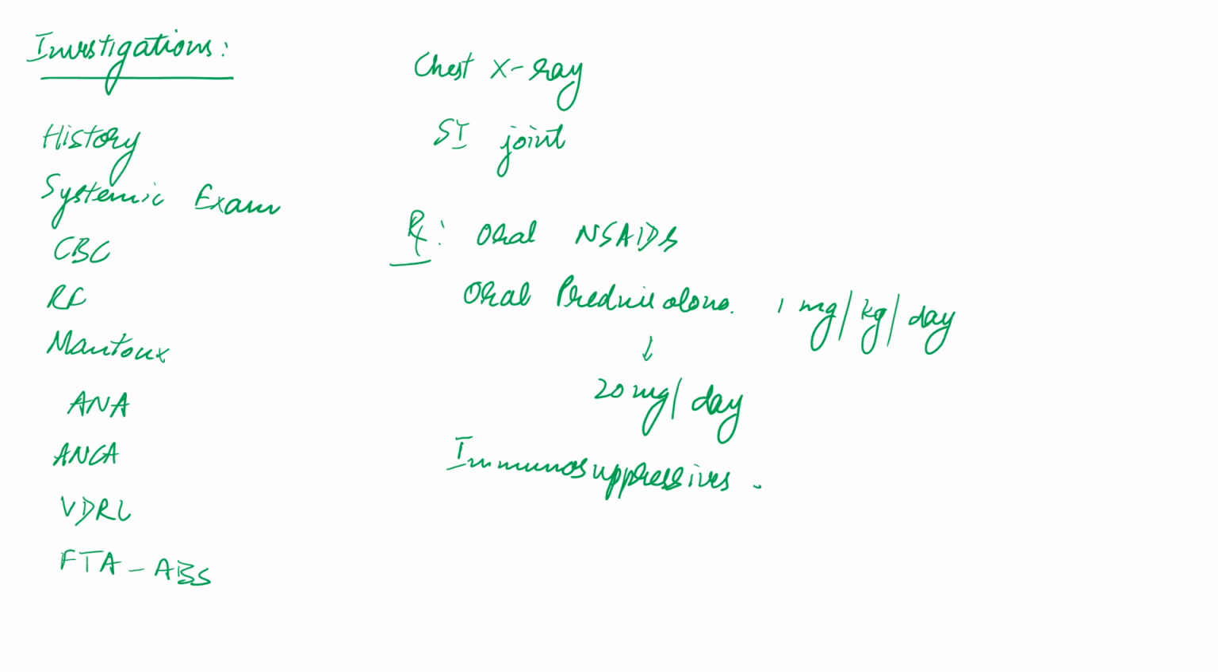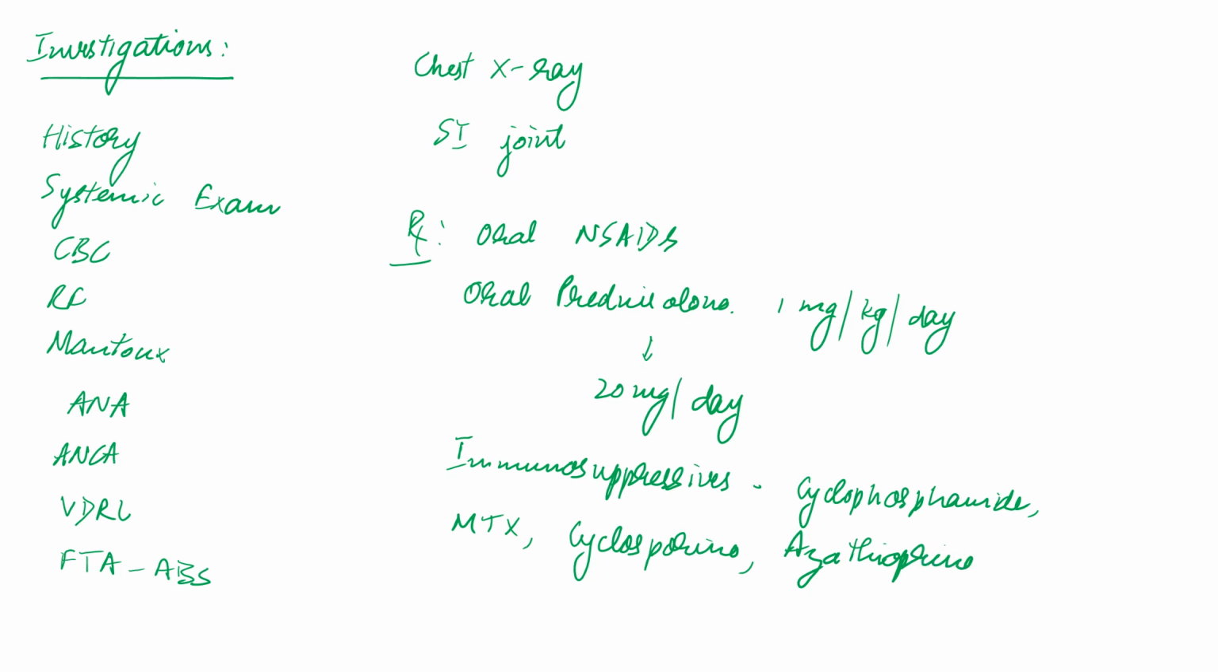The various immunosuppressives include cyclophosphamide, methotrexate, cyclosporin and azathioprine. Remember, whenever we are treating a patient with oral steroids or immunosuppressives, we should also give ranitidine or famotidine to prevent peptic ulcer. Now let us discuss about the treatment of necrotizing scleritis.